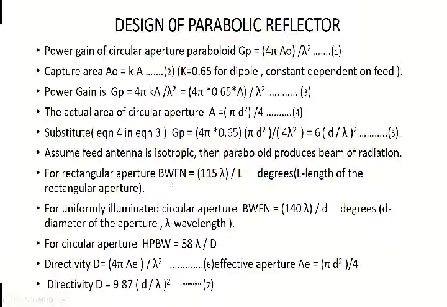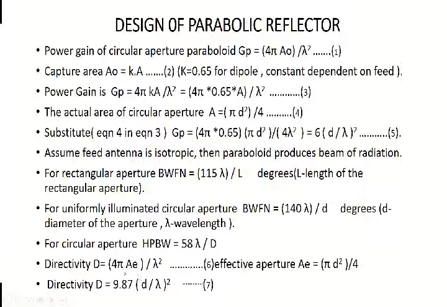If it is a rectangular aperture, the beamwidth between the first nulls is equal to 115 lambda by L degrees, where L is the length of the rectangular aperture. If it is a circular aperture, it is 140 lambda divided by D degrees, where D is the diameter of the aperture. So for a circular aperture, the half power beamwidth is defined by 58 lambda by D. We are not going into the derivation of all these parts. We are just learning this, where capital D defines the directivity.